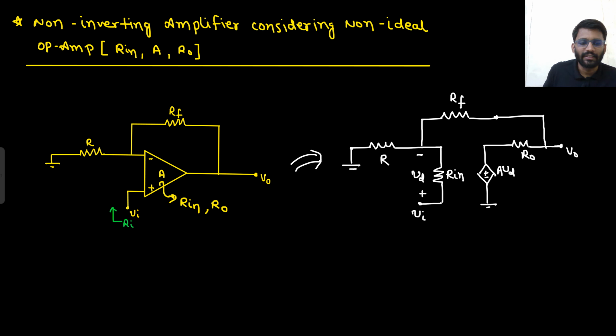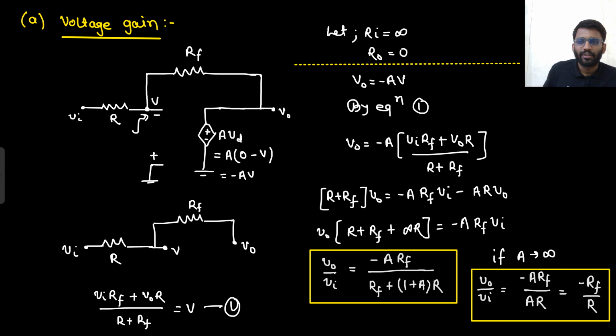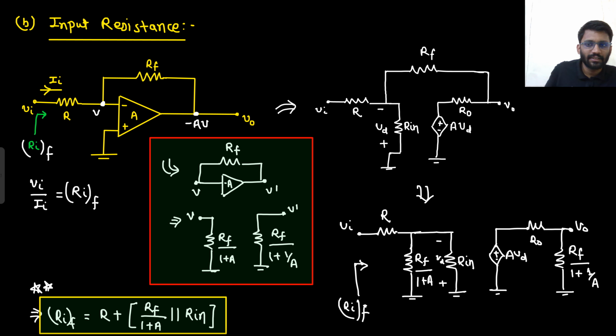Right, so first we saw voltage gain and current gain, and then for the inverting amplifier we saw input resistance and output resistance. Then we saw the voltage gain for the inverting amplifier, but for the non-ideal case. That was a very interesting point, that we need to find voltage V here. That was V in into RF plus V0 by R upon R plus RF. So we found V0 by V in. Then we found the input resistance, and we smartly did one thing. That was RF upon 1 plus A that we took, right?